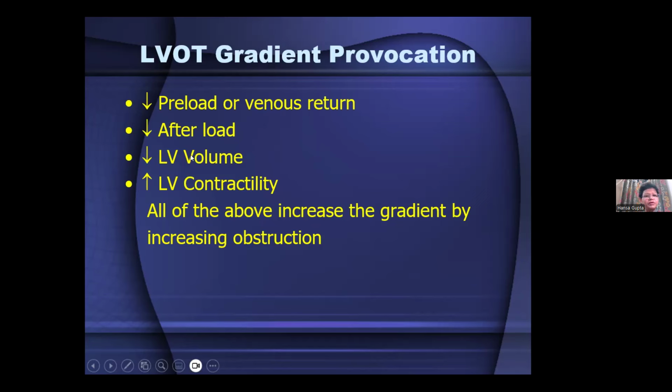So if you remember, if you give drugs like calcium channel blockers or ACE inhibitors, which are prohibited in hypertrophic cardiomyopathy, why are they prohibited? Because they will reduce the afterload and provoke the gradient, and the patient will become symptomatic. So that's why these drugs are contraindicated in HCM. And if you get hypovolemia, the volume is decreased again, and hence the gradients are again provoked. So dehydration is a problem in such patients. All right, so this is the concept behind the provocation.